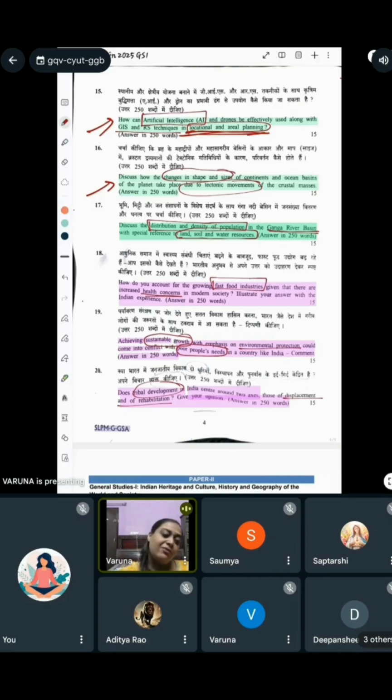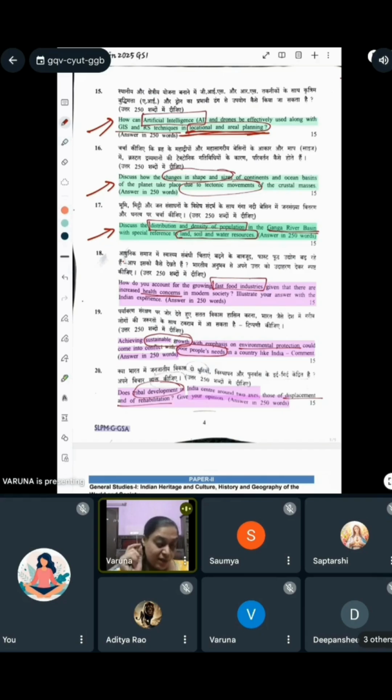But this year they have clearly asked a question related to plate tectonics. So if you are preparing for the exam and you have analyzed PYQs well, then you must have been prepared with the plate tectonics theory and would have addressed this particular question easily. Now let's move to the next question.